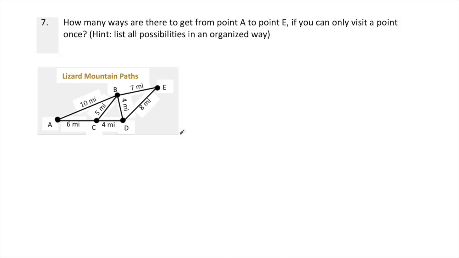For this problem, we need to figure out all the ways to go from point A to point E. Let's start by listing out all the ways that go through point B first. They would be ABE, ABDE, and ABCDE.